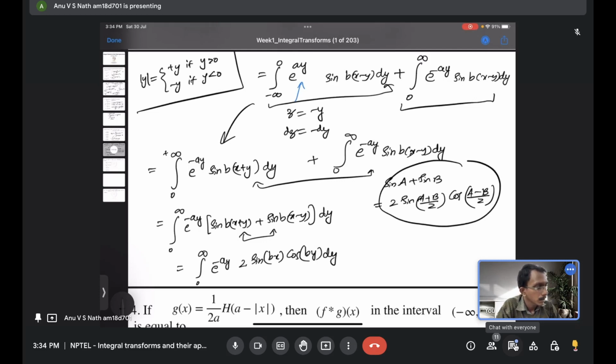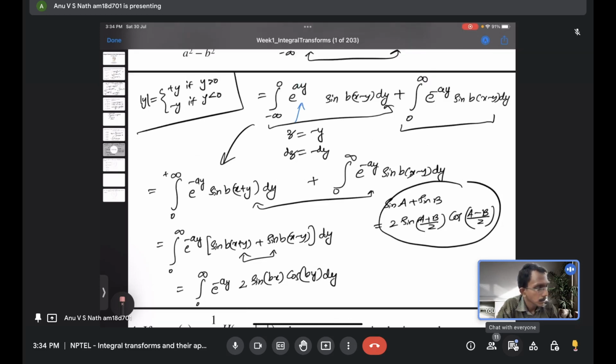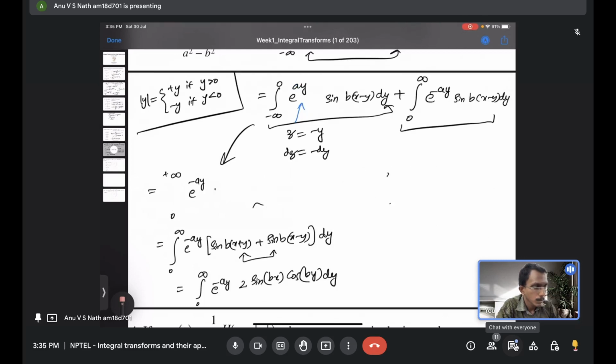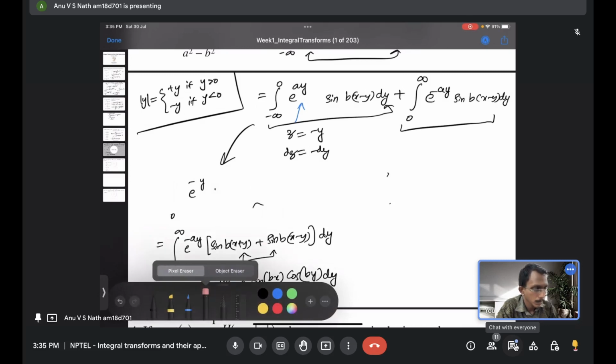Let me erase some of these parts so that we have some space to write the remaining part of the solution. I hope those steps are clear, that's why I am erasing it.